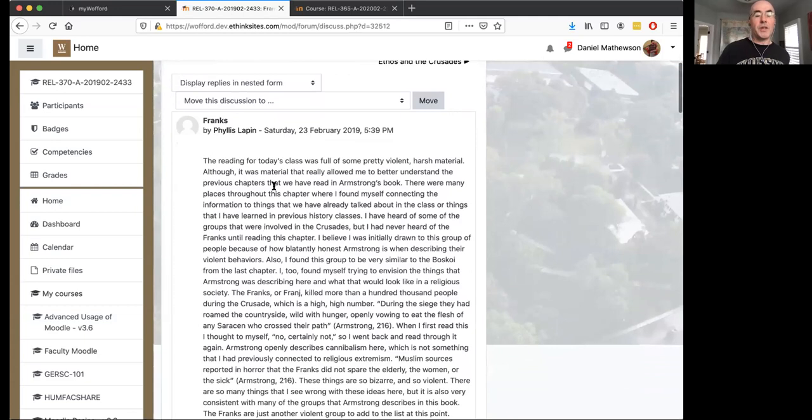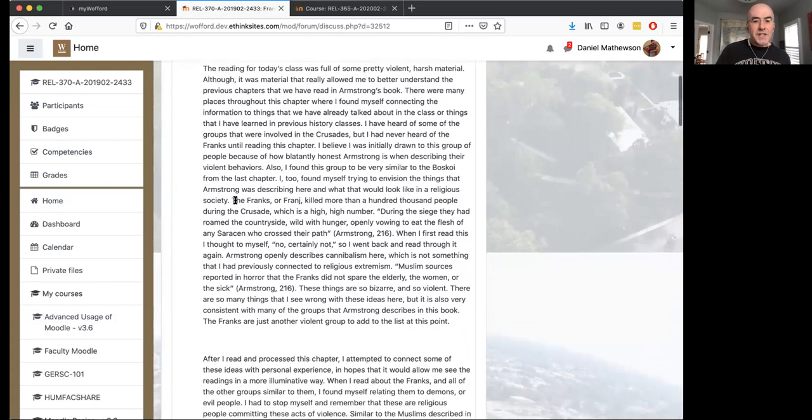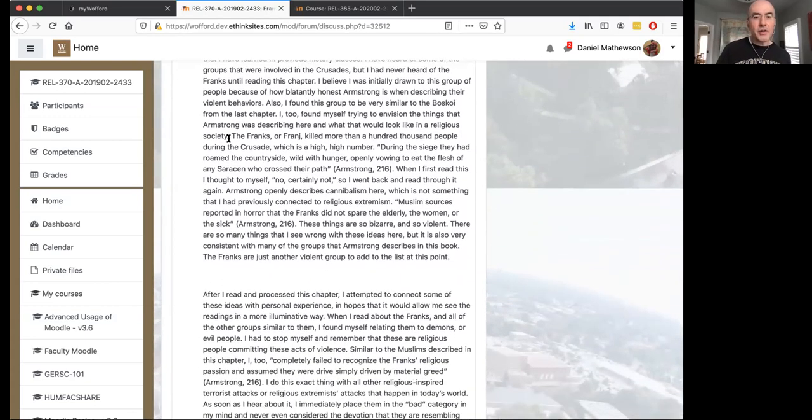So this student, she was taken with the readings' discussion of the Franks, a group I knew nothing about until I actually did this reading myself. But they were a Crusader group. What she says, right about here, is that the Franks killed more than 100,000 people during the Crusade, which is a high number. She quotes from Armstrong. She says, when I first read this, I thought to myself, no, certainly not. So I went back and read through it again. Armstrong openly describes cannibalism here, which is something I'd not previously connected to religious extremism.